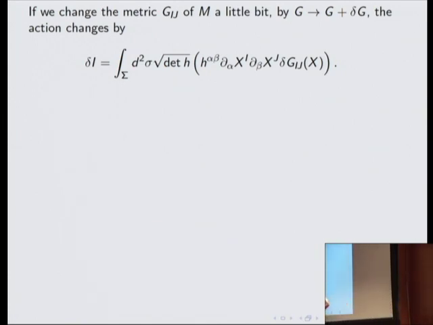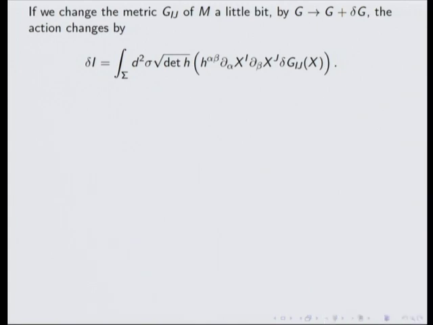Now, when we explained our rules of string theory, there was an arbitrary metric g in spacetime. Let's change the metric a little bit, from g to g plus delta g. Well, the action changes a little bit, and since the action was proportional to g, the variation in the action is proportional to delta g.